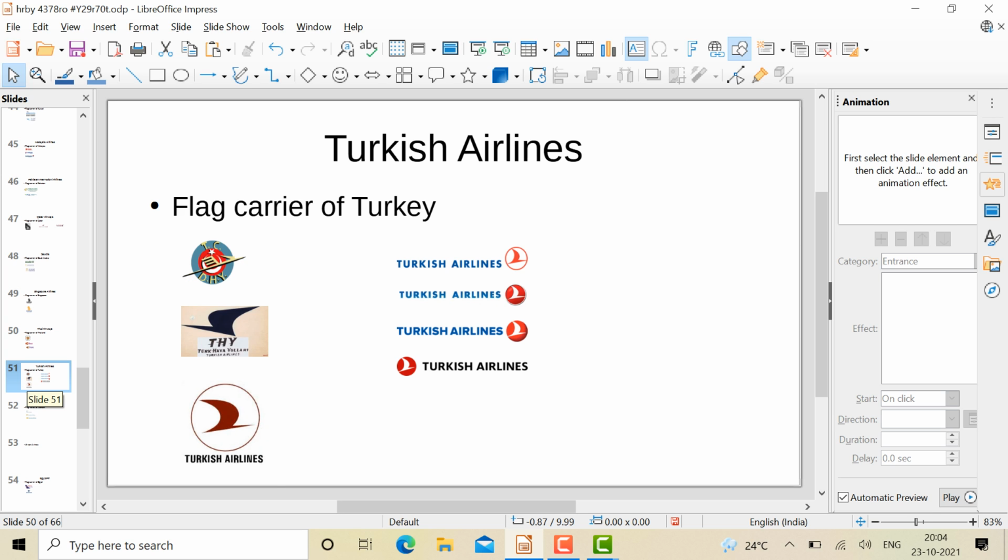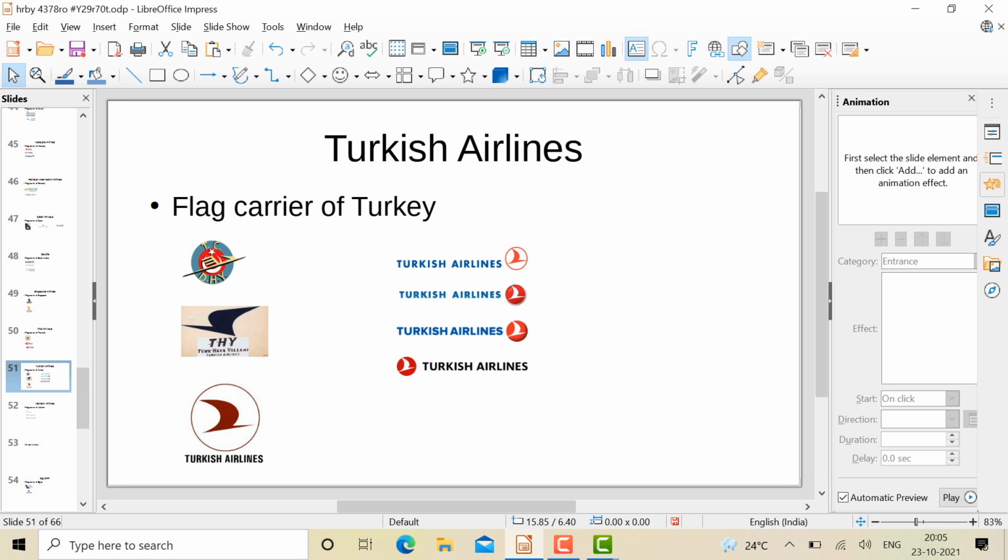Then we have Turkish Airlines. Turkish Airlines is the flag carrier of Turkey. The first logo was, I don't know how to explain this. The next logo had a bird with THY, Türk Hava Yolları, Turkish Airlines written on it. The bird was changed to the opposite side while there was a big circle running in, and Turkish Airlines became like this.